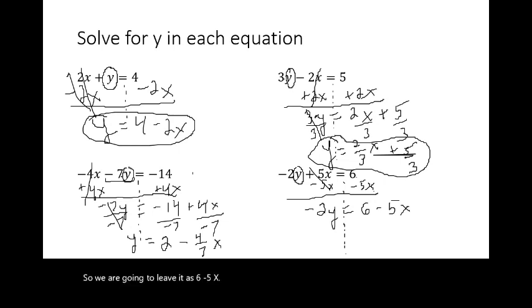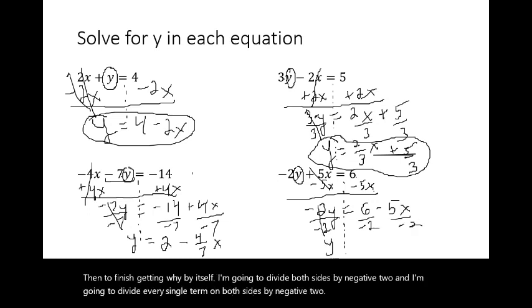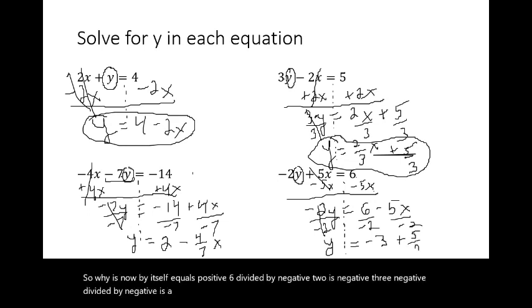Then, to finish getting y by itself, I'm going to divide both sides by negative 2, and I'm going to divide every single term on both sides by negative 2. So y is now by itself equals positive 6 divided by negative 2 is negative 3. Negative divided by negative is a positive. 5 over 2 cannot reduce, so you're going to just leave it as 5 over 2x.